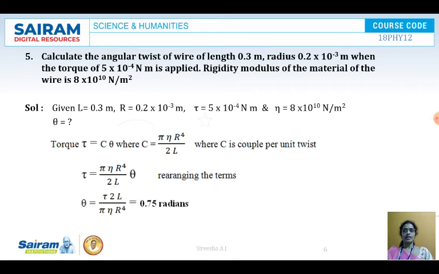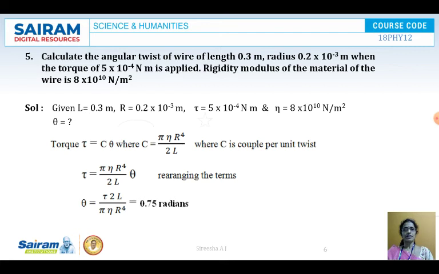Next we go with another numerical. Calculate the angular twist of a wire of length 0.3 meters, radius 0.2 into 10 to the power of minus 3 meters when the torque of 5 into 10 to the power of minus 4 Newton meter is applied. Rigidity modulus of the material of the wire is given as 8 into 10 to the power of 10 Newton per meter square.